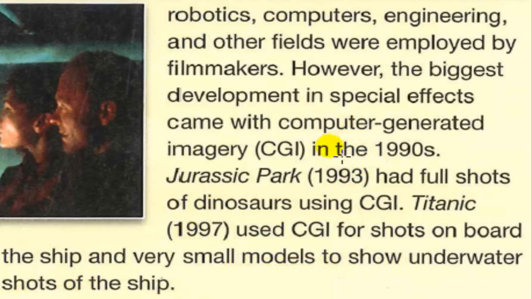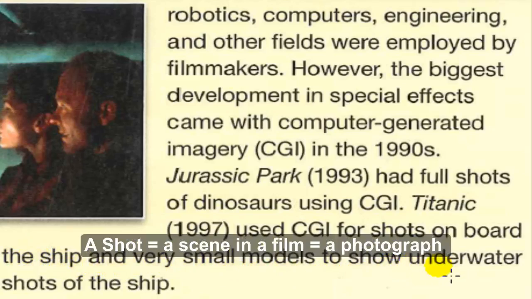So they use this technique, CGI, in movies such as Jurassic Park in 1993 and in the movie Titanic. In Jurassic Park, they make the dinosaurs move and it was a wonderful movie. In Titanic 1997, they have different shots for the ships and very small models to show the underwater shots of the ship.